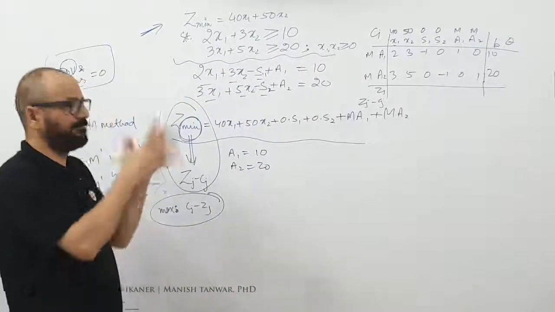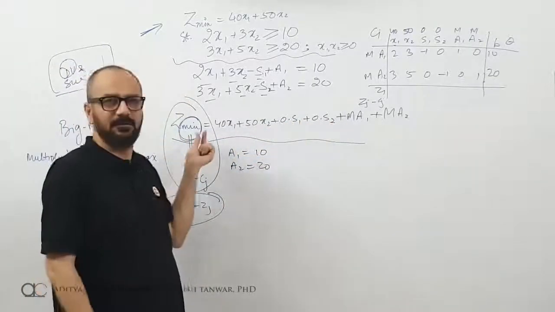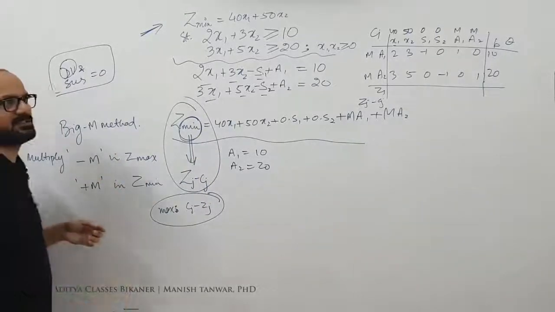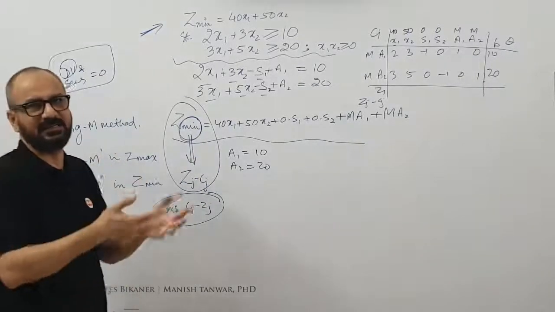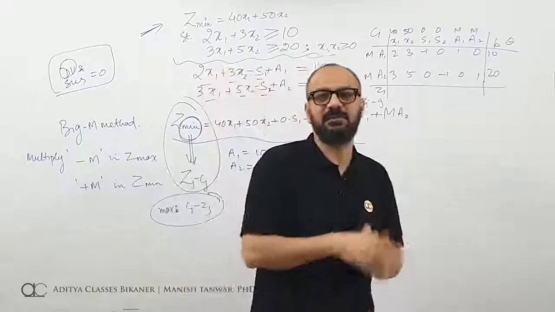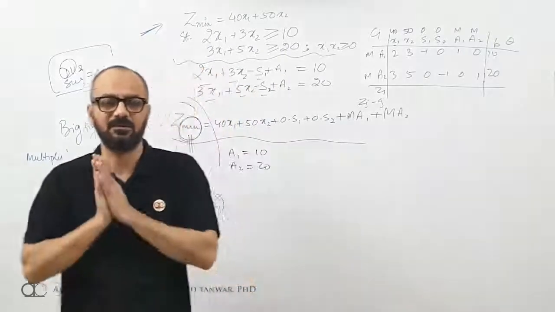Why this is called a big M? Why we are making use of plus M in minimization case? Why we are making use of minus M in maximization case? So that we can reject them. These are artificial variables. I do not want to solve them. I do not want to entertain them. I do not want to produce them. I want to reject them.